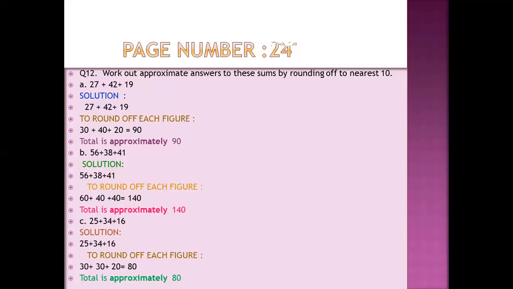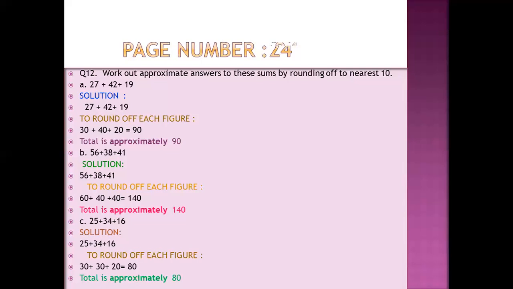The next term is 34. 4 is less than 5, so we round down the number and again we write here 30. For 16, 6 is greater than 5, so instead of 16 we write there 20. Now we have the numbers 30, 30 and 20. When we add them, we get 80.